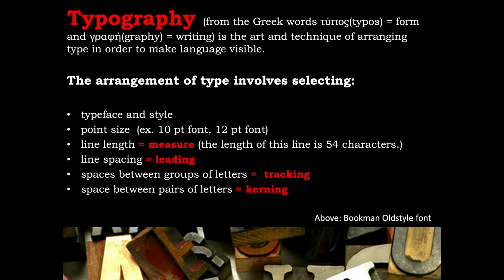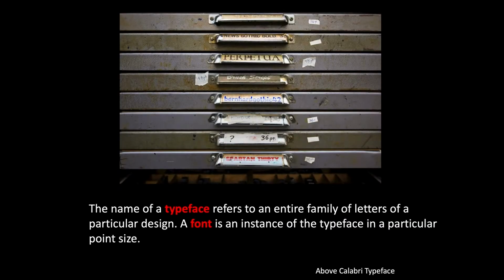So the arrangement of type, which is what we call typography, involves choosing the typeface and the style, the size, which we call the point size, the line length, which we call the measure, the spacing, which we call the leading, and that comes from the strips of lead that used to be put in type that was used in presses, so it's pronounced leading, not leading. The space between groups of letters or words, which is what we call tracking, and the space between the letters themselves, kerning.